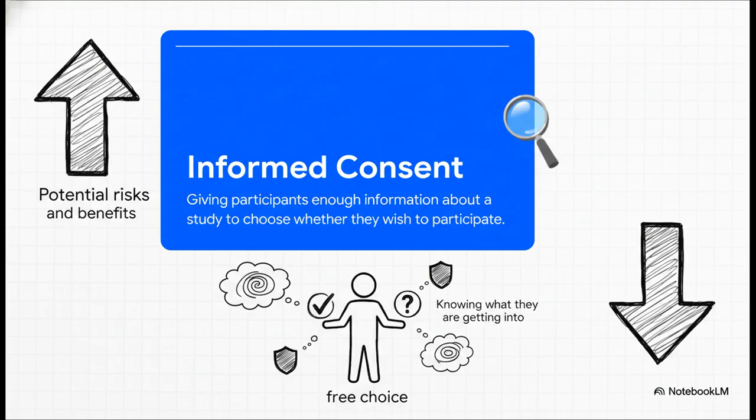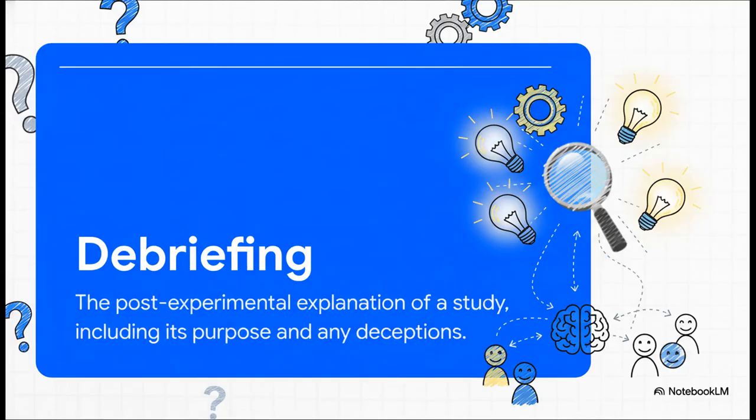Okay, so once a study gets the green light from the IRB, the next step is informed consent. And the idea here is simple. Participants have to be told enough about the study, what they'll be doing, any potential risks, so that they can make a free and clear choice about whether or not they want to take part. And finally, after the whole study is done, there's the debriefing. This is where the researcher explains everything, the study's true purpose, why they did what they did, and clears up any deception that might have been necessary. It's all about making sure people leave feeling good and knowing exactly what happened.